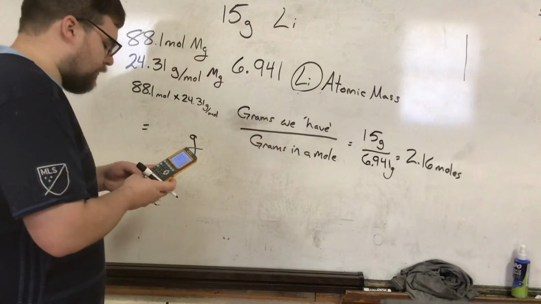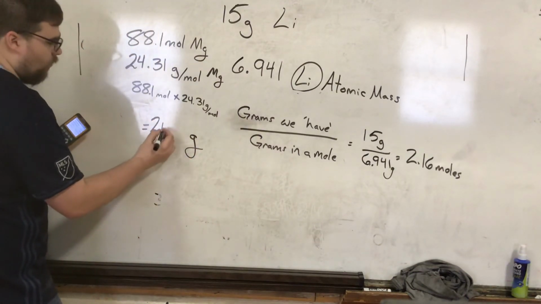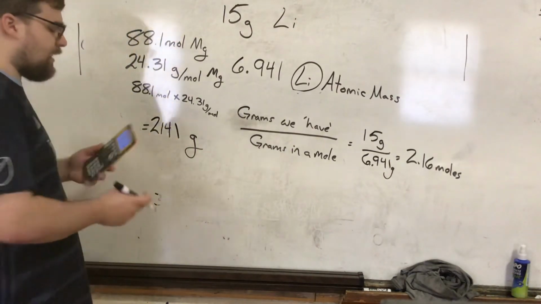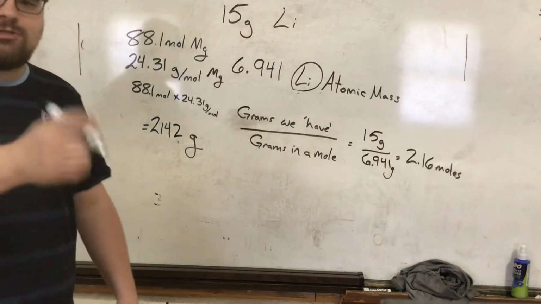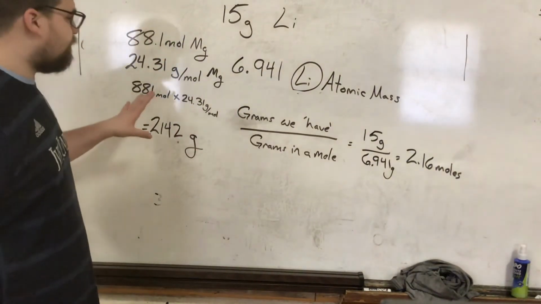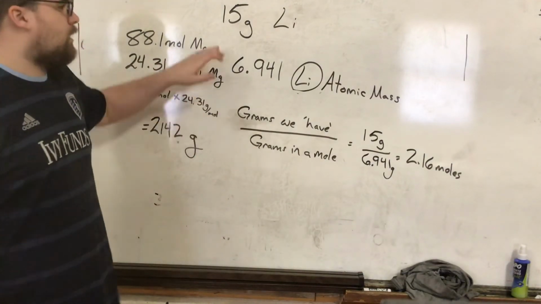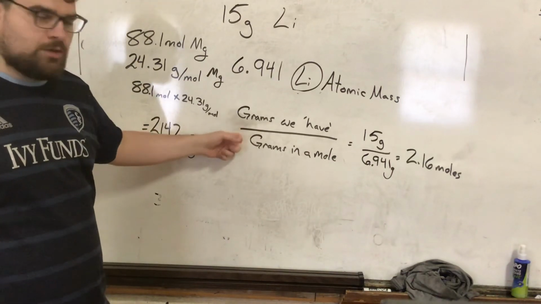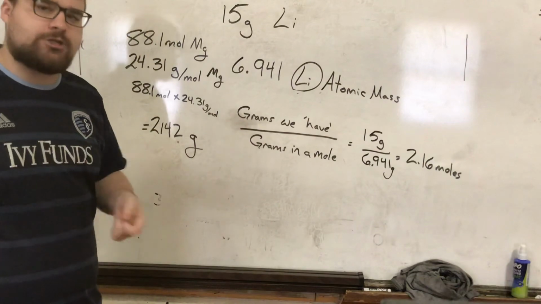Let me put this in the calculator real quick. 88.1 times 24.31, and we get 2,141 grams. Technically, if you round, because it's 0.7, it's 2,142 grams of magnesium. That's a lot, but that's what we do. These are the two types of problems we see on this worksheet: how many grams do we have, converted to moles through division, or how many moles do we have, converted to grams through multiplication.